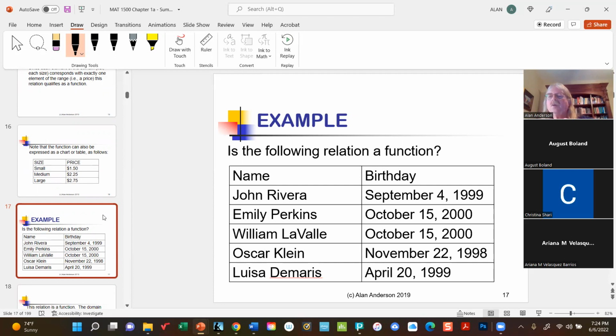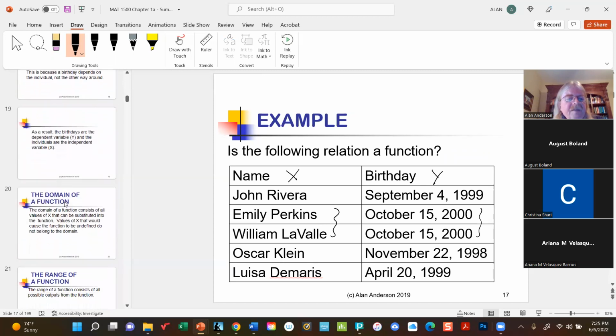John, for example, is born on September 4, 1999. Every one of them gets a single birthday. Now, the fact that these two were both born on October 15, 2000 does not change the fact that this is a function. Because all that matters is that each person, which by the way, these would be the X's, these are the Y's, is associated with a single birthday. Why is that? Because the birthday depends on the individual, not the other way around. So this would definitely be an example of a function.